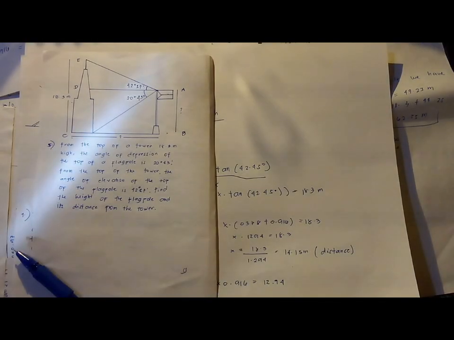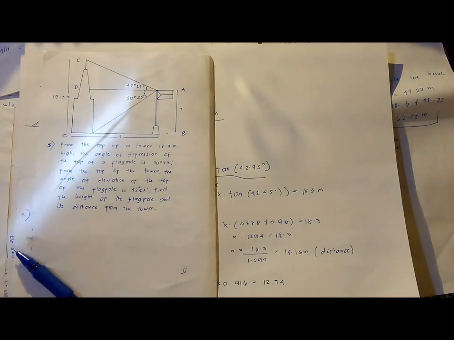From the top of a tower 18.3 meters high, the angle of depression of the top of a flagpole is 20 degrees and 45 minutes. From the top of the tower, the angle of elevation of the top of the flagpole is 42 degrees and 27 minutes. Find the height of the flagpole and its distance from the tower.